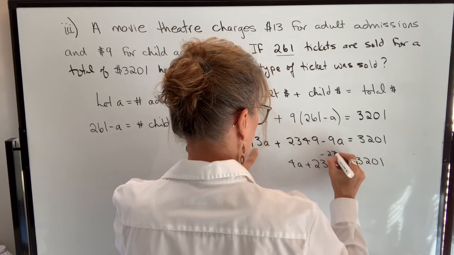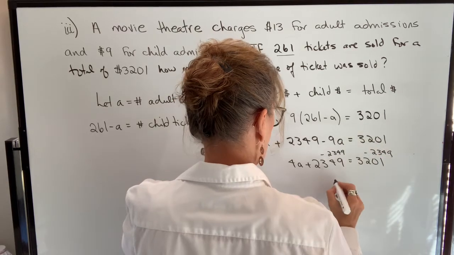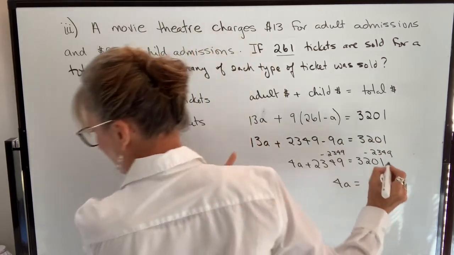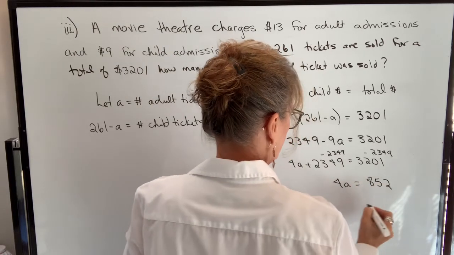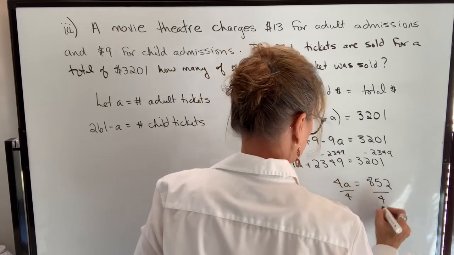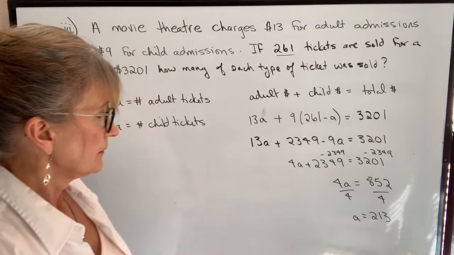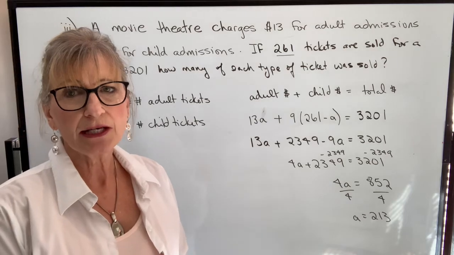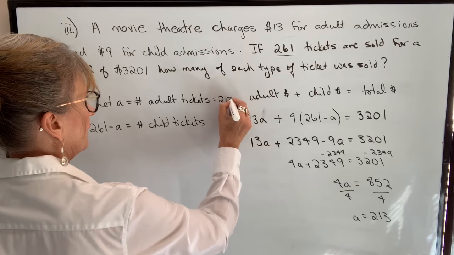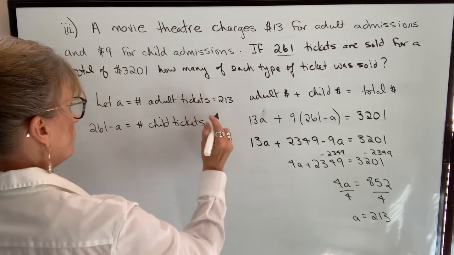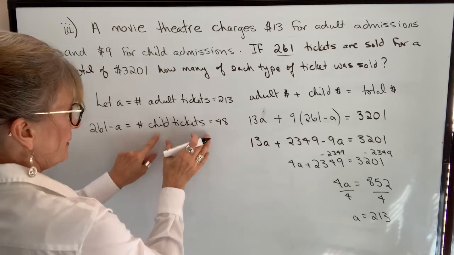Now we're going to subtract 2,349. So we have 4A equals 852. Divide by 4. And A is going to be 213. So we're saying that there were 213 adult tickets sold. And then 261 minus 213 would be 48 children admissions.